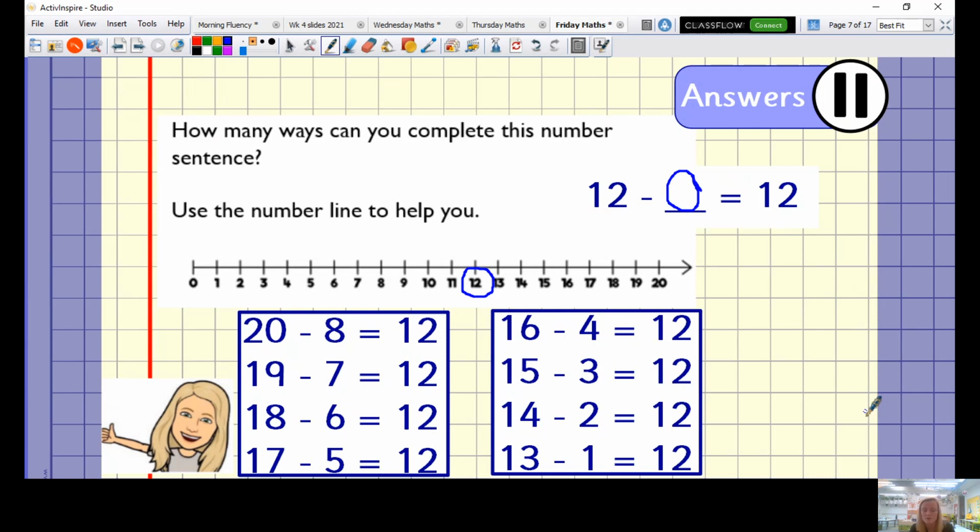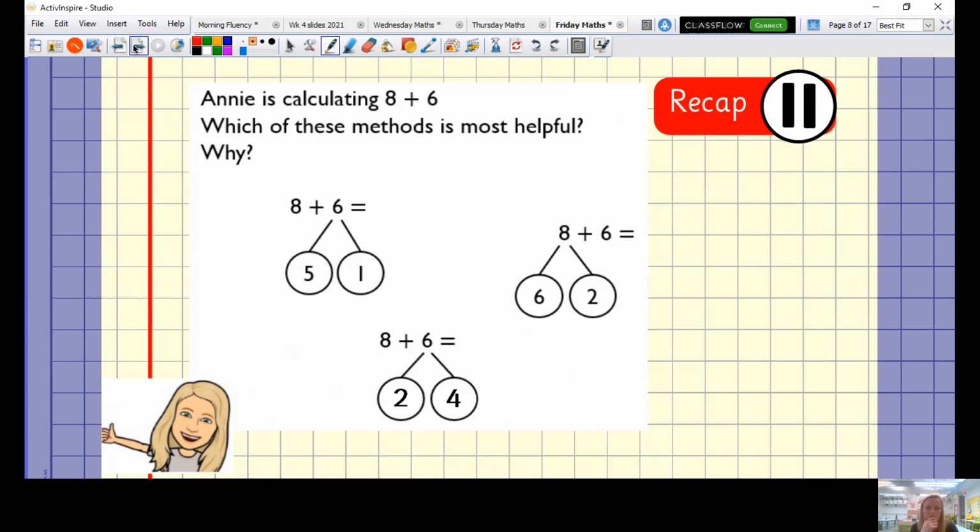If you found that was a really useful thing to do, you could now do it as an addition. So 1 plus 11 equals 12. 2 plus 10 equals 12. It's up to you, but I only really wanted you to do the subtraction. But if you enjoyed doing that, have a go at some addition.